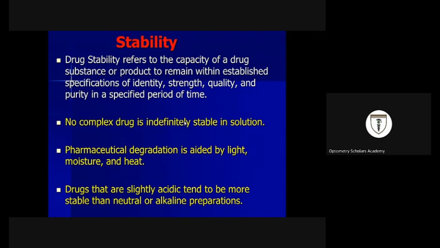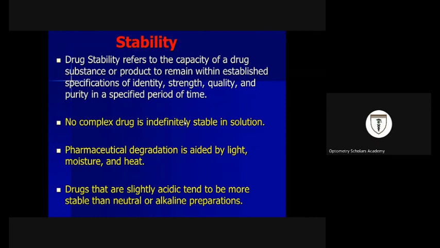So the max for these drugs is usually 2 to 3 weeks, after which the strength and quality of the drug reduces. But the glaucoma drugs can remain stable for about a month or even a month and a week. So that is why glaucoma drugs can be given for a month, and they still retain their strength and quality. So pharmacological degradation is aided by light, moisture, heat, and other things. I will explain that also in the next slide.